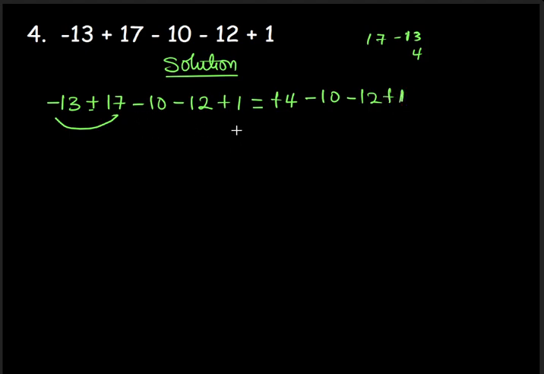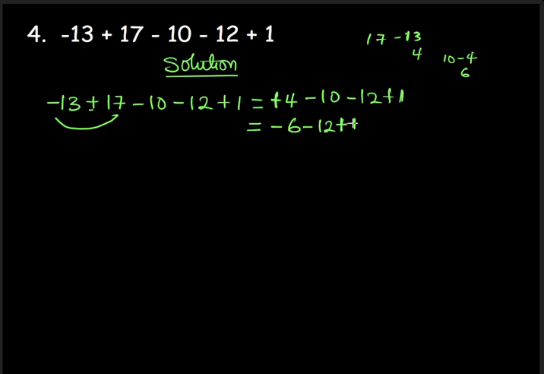Okay, so we proceed. Now plus 4 minus 10, what would that give us? This is plus here, and this is minus, different signs. So we'll subtract 10 minus 4. That will give us 6. Sign of the bigger number is minus. So that will give us minus 6 minus 12 plus 1.